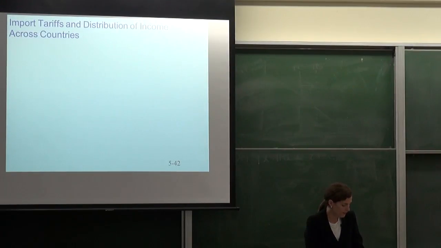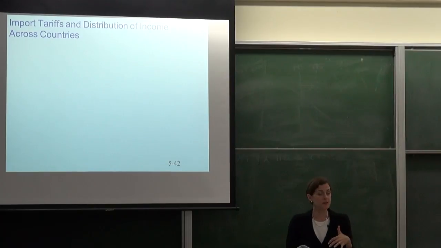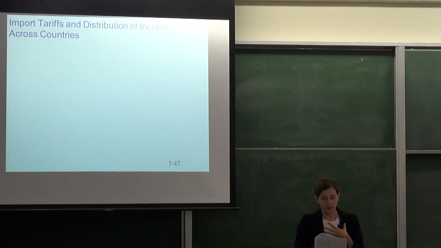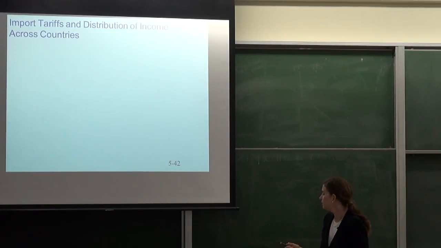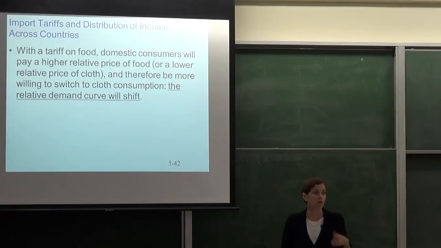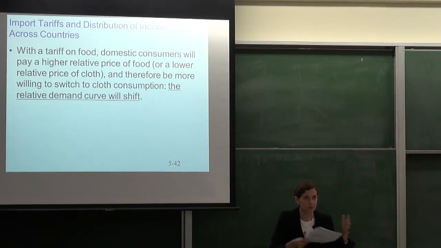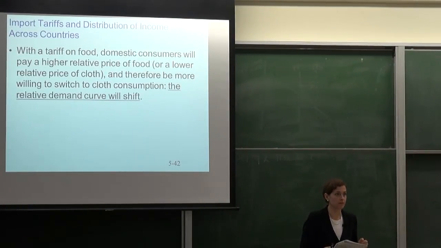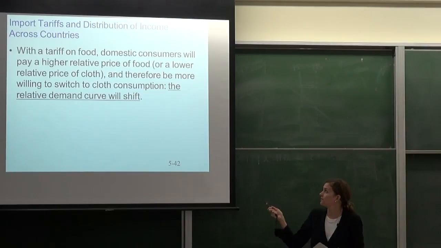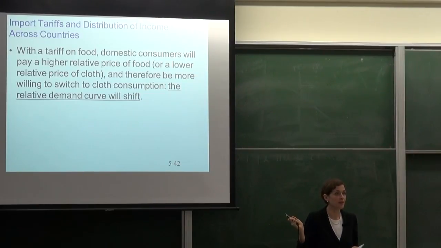With a tariff on food, domestic consumers, all right, that's us, we have to pay a higher relative price of food or rice. And that means in our two-good world that we pay a lower relative price of cloth or silk. And therefore, to some extent, we're going to be more willing to switch to silk or cloth consumption. So the relative demand curve will shift. Do you know which way the demand curve will shift?